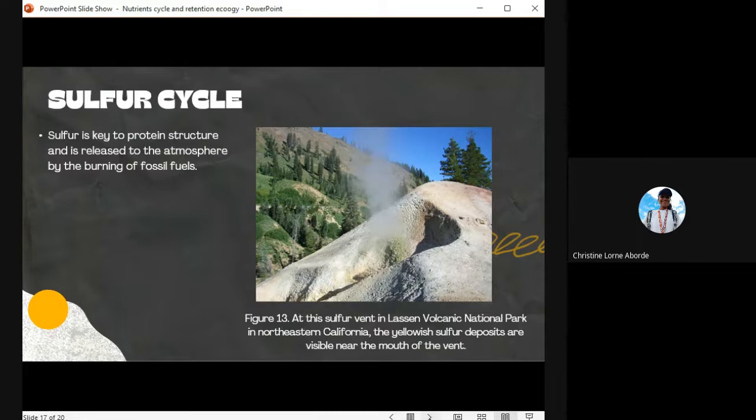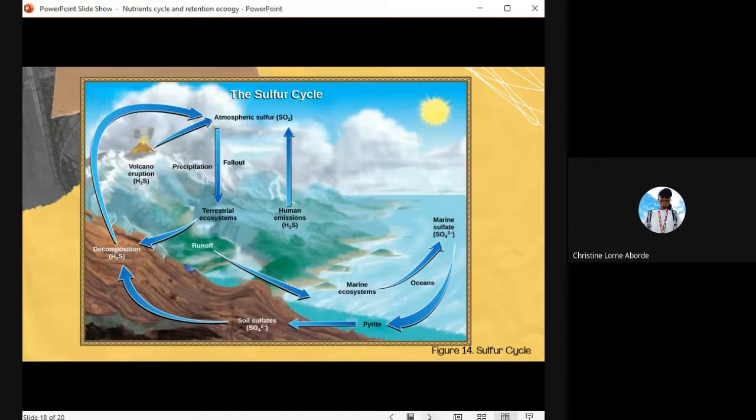On land, sulfur is deposited in major ways. First, the precipitation. It is the atmospheric sulfur that is found in the form of sulfur dioxide. And as rain falls through the atmosphere, sulfur is dissolved in the form of weak sulfurous acid. Next way is the fallout. Sulfur can also fall directly from the atmosphere in this process, and it happens when solid minerals are directly deposited on land or in the ocean from the atmosphere.